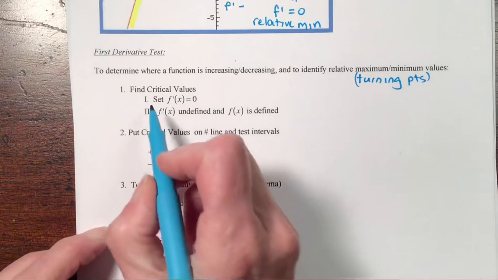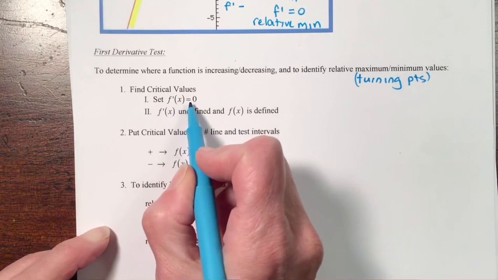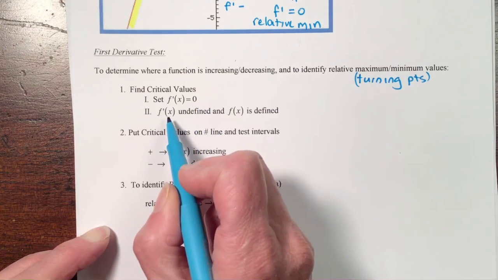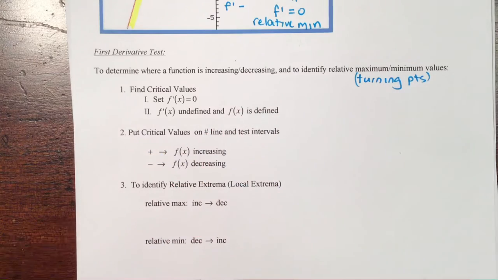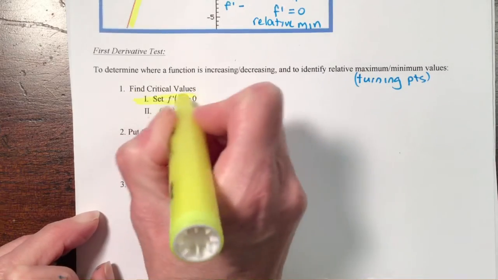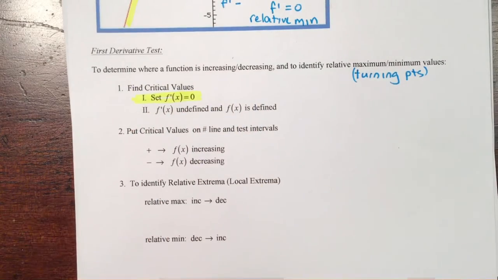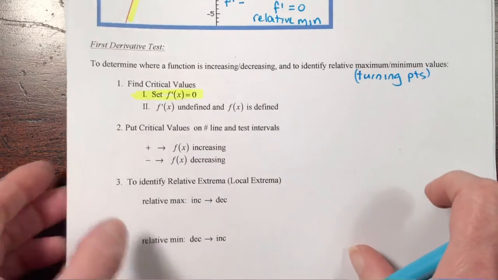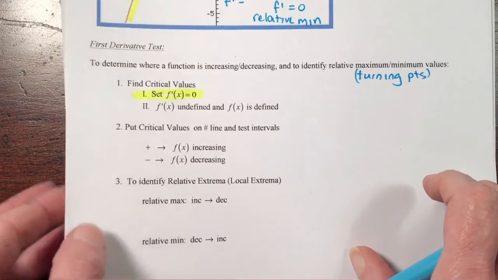And for critical values, we're going to set the derivative equal to 0, because that's where the slope of the tangent line is 0. Or another type of critical value is where f prime of x is undefined and f of x is defined. For today, we're only going to focus on functions where we can find the critical values by setting the derivative equal to 0. And tomorrow we'll extend what we're doing to include these other types of functions.